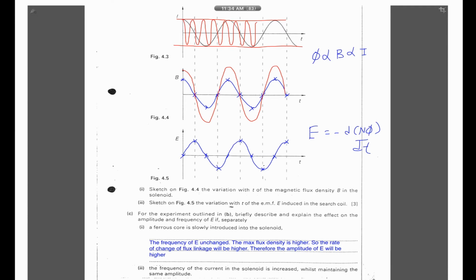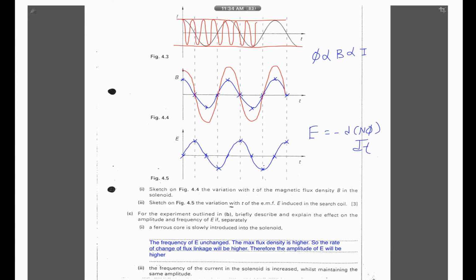Is it steeper or less steep than the blue graph? Steeper, right? So if it's steeper, that means the gradient is bigger, so the value of the induced EMF is bigger. So you can tell the frequency of E is unchanged, but the maximum flux density is higher. The soft iron causes this effect. So the rate of change of flux linkage should be higher. That's the gradient of the graph. So therefore the amplitude of E will be higher.